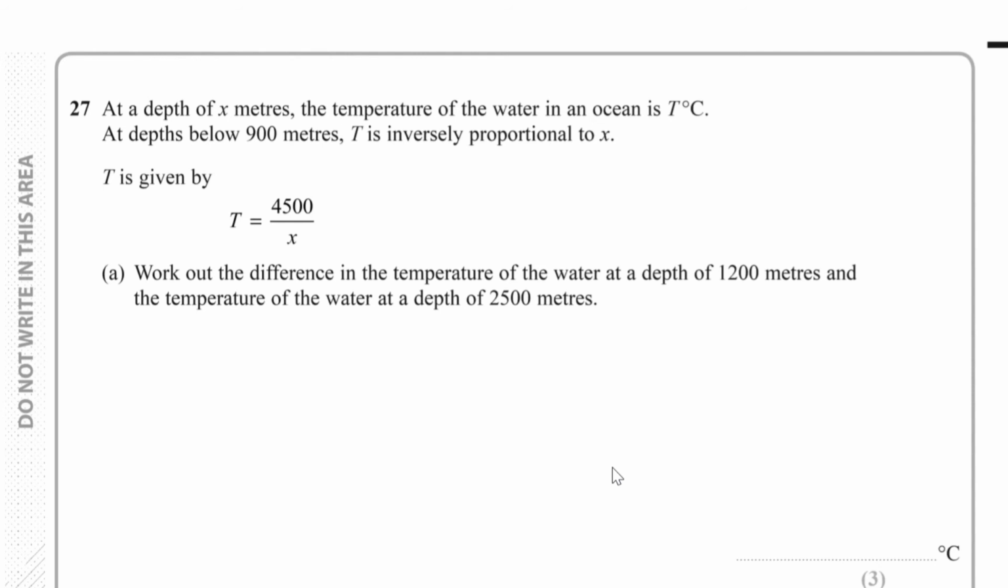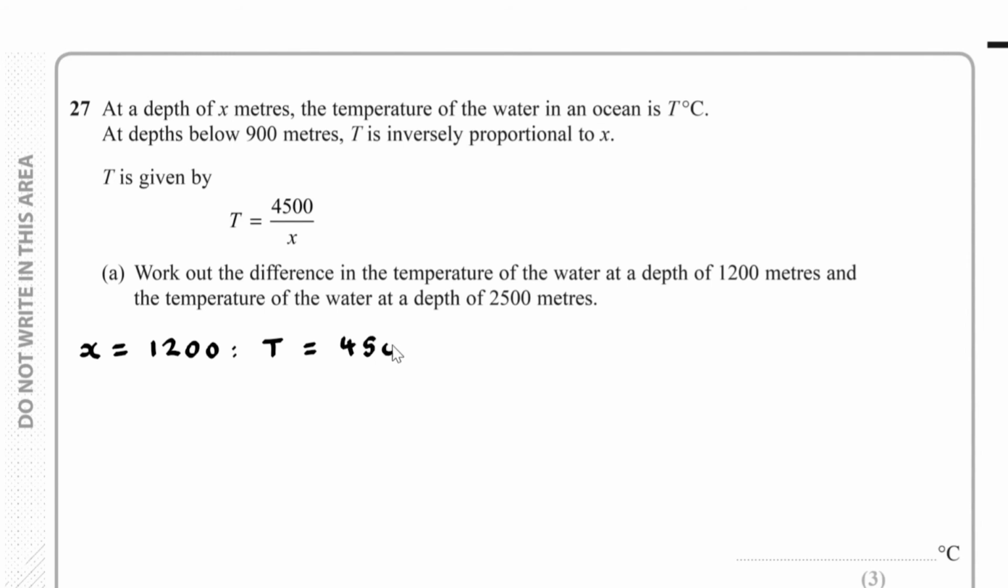Question number 27. At a depth of x meters, the temperature of the water in an ocean is T degrees C. At depths below 900 meters, T is inversely proportional to x. T is given by T equals 4,500 over x. For part A, we have to work out the difference in the temperature of the water at a depth of 1,200 meters and the temperature of the water at a depth of 2,500 meters. Well, when x is equal to 1,200, we can find out what T is.